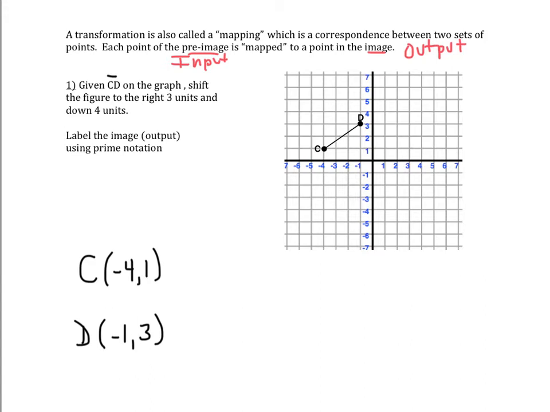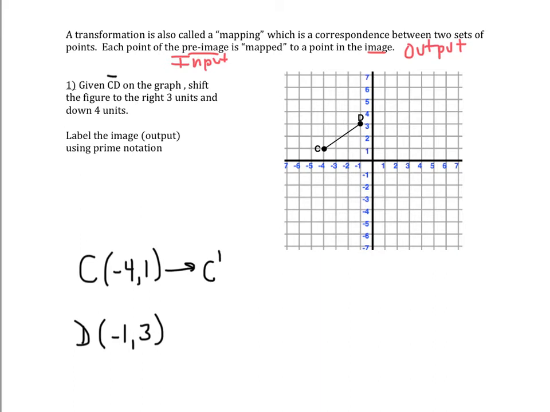So number 1, it says we're given line segment CD on the graph. We want to shift the figure to the right 3 units and down 4 units. So I'm going to start with point C, which has coordinates of -4, 1, and we want to see what point this is mapped to. And it's going to be the point C prime.